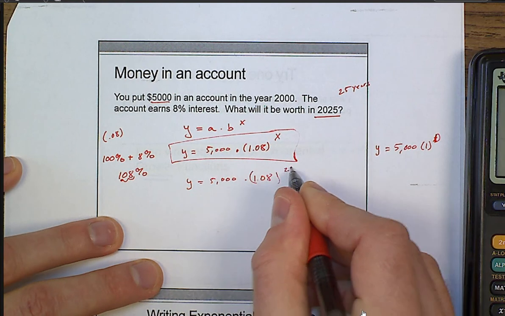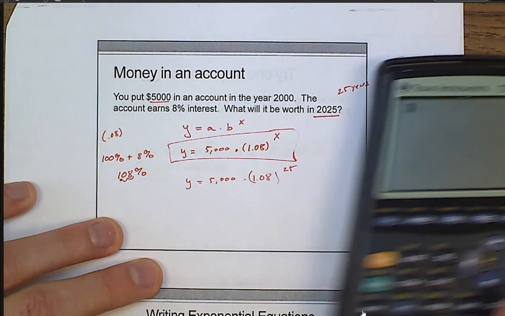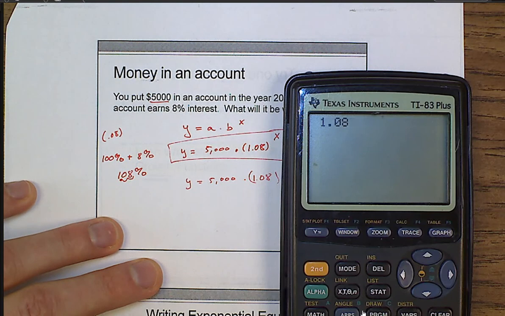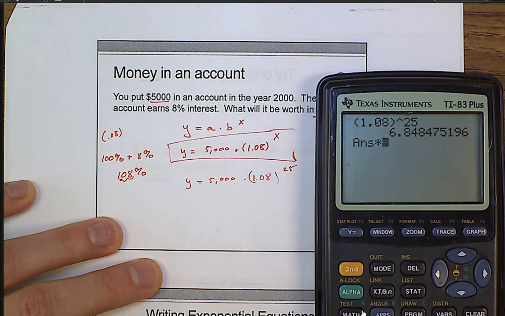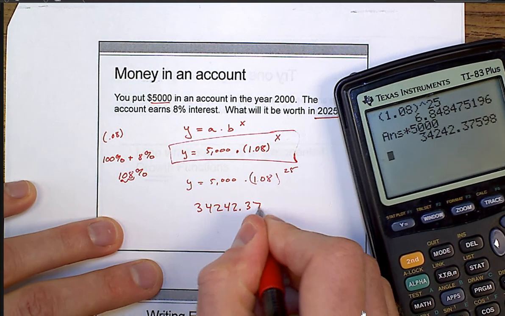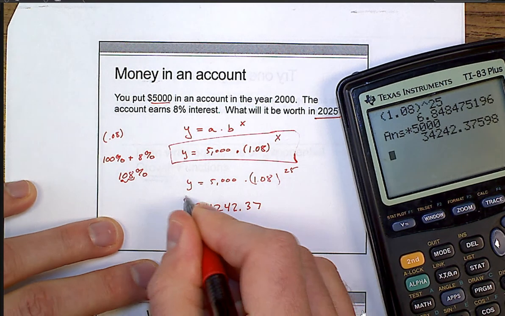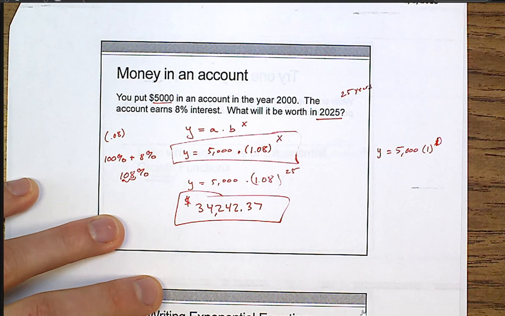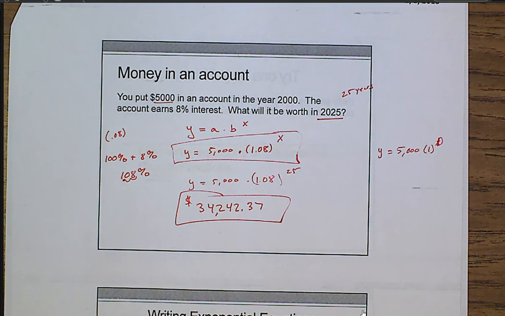For our x, and we would take our 1.08 and raise that to the, I'm going to put it in parentheses, 1.08, and raise that to the 25. It equals, and then I'm going to times that by 5,000, and I get 34242.37. So I'm going to get basically $34,242.37. Okay.